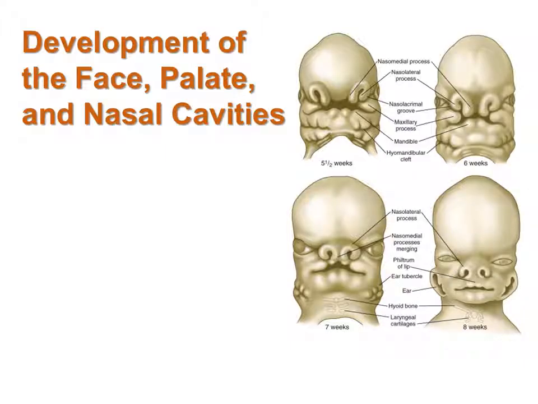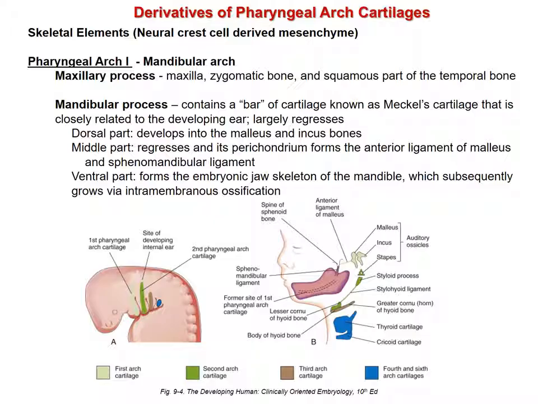Let us now turn our attention to the development of the face, palate, and nasal cavities. Recall from our previous presentation on pharyngeal arch development that the first arch is often referred to as the mandibular arch and is involved in the formation of the upper and lower jaws. It consisted of two paired processes or prominences called maxillary and mandibular prominences that border on the stomodeum or primitive mouth. Recall also that the skeletal structures within these arches arose from migrating cranial neural crest cells.